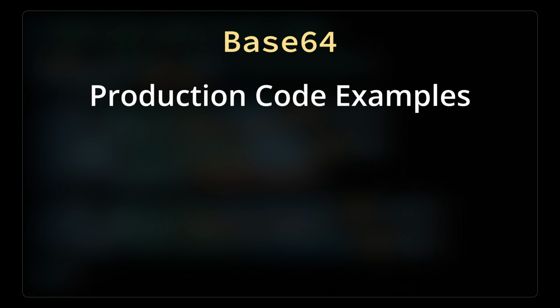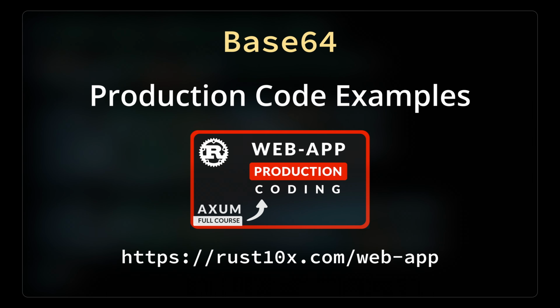Okay, so let's see some production code examples from our Rust 10x web app production blueprint.